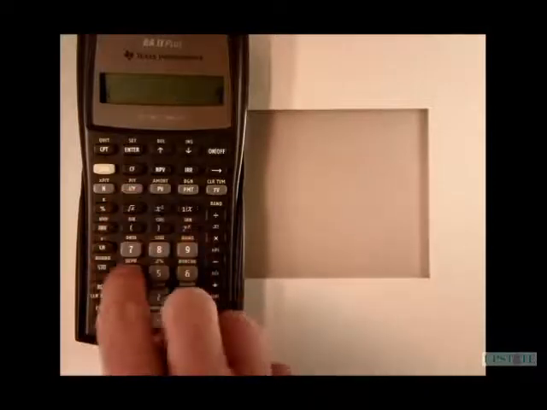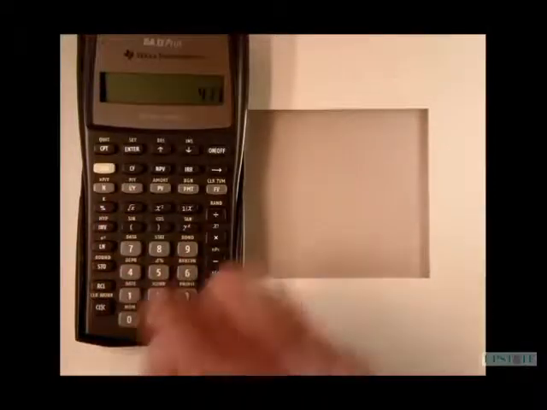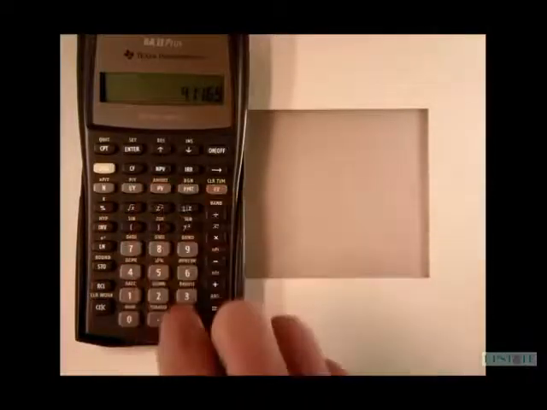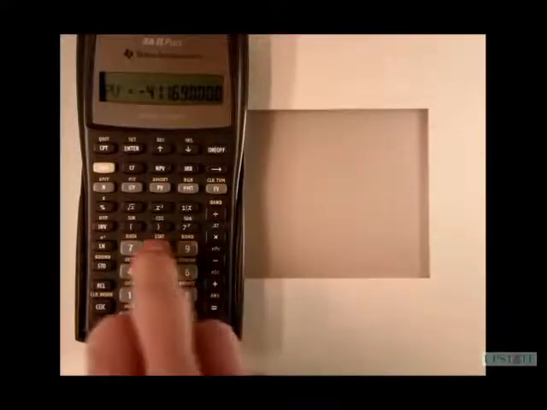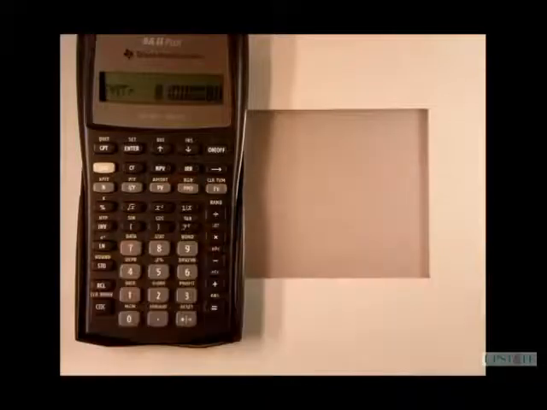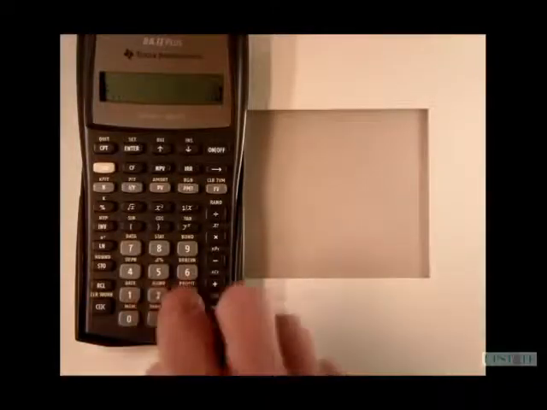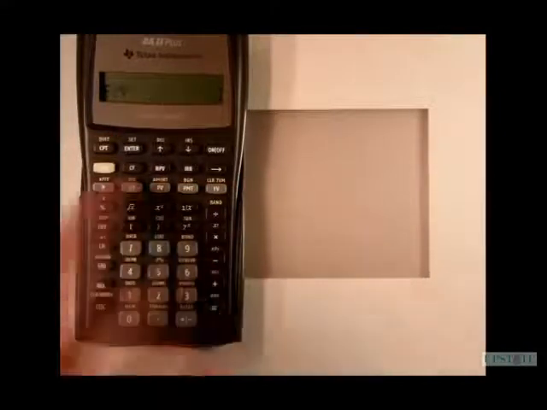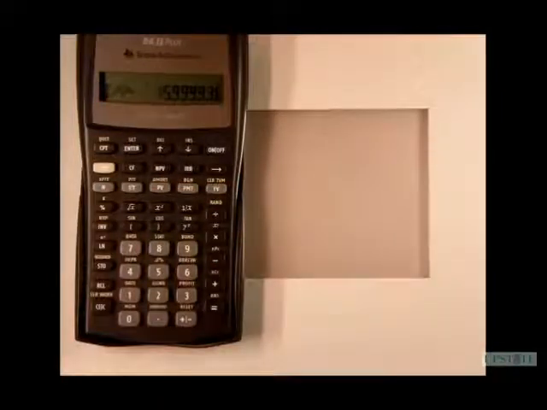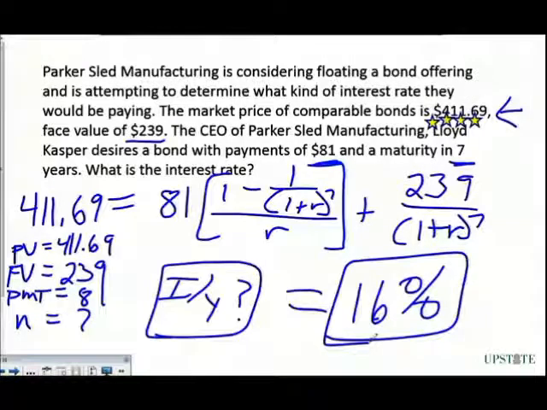We have a present value of $411.69. Okay, enter that as a negative value. Okay, and then we have to enter in our payment, which is $81. And then we have to enter in our future value, which is that $239. Okay, we then hit compute I/Y, and that tells us we have an interest rate of 15.999%. So basically, this means we have a bond.